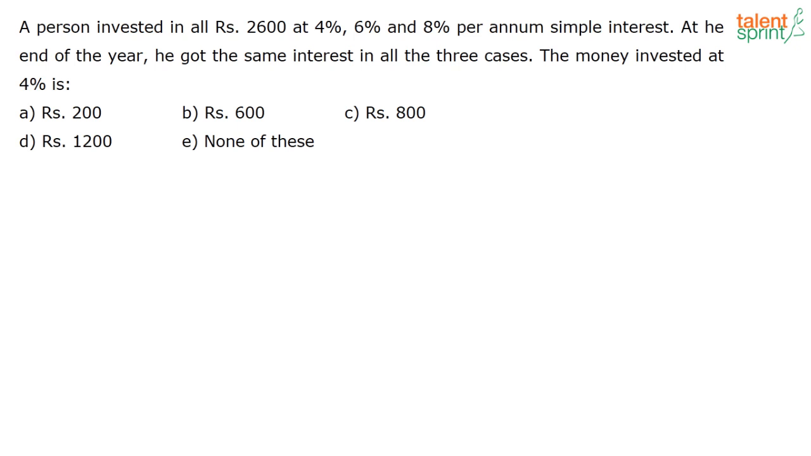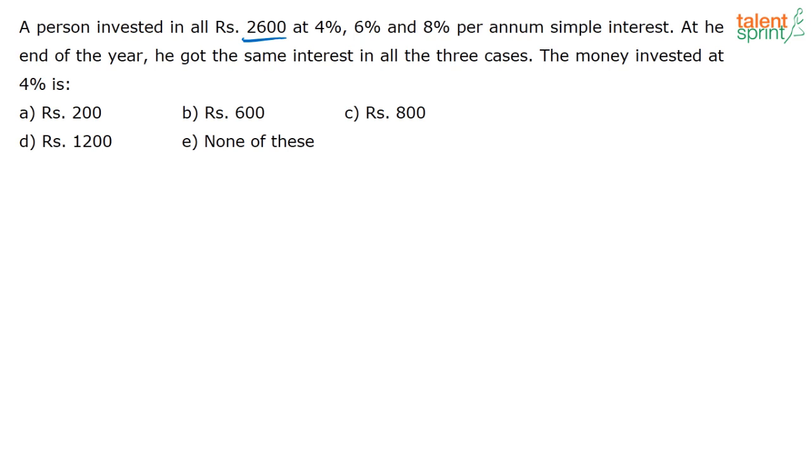Okay, let's see. See, a person is investing in all 2,600 rupees at 4%, 6% and 8% per annum simple interest. At the end of the year, he got the same interest in all the 3 cases. The money invested at 4% is what?